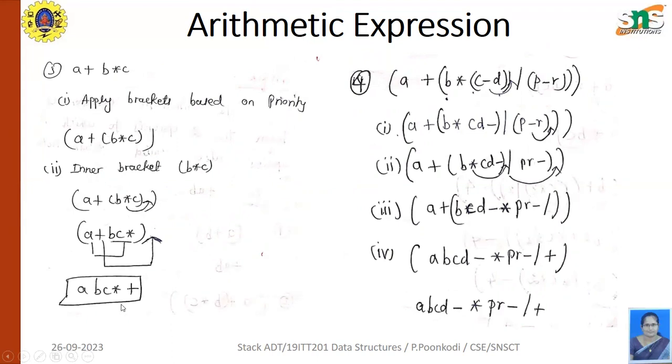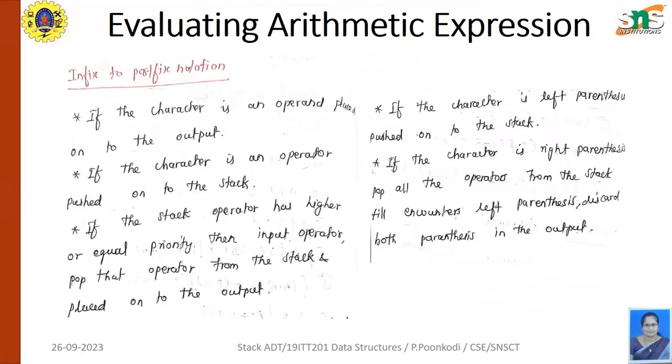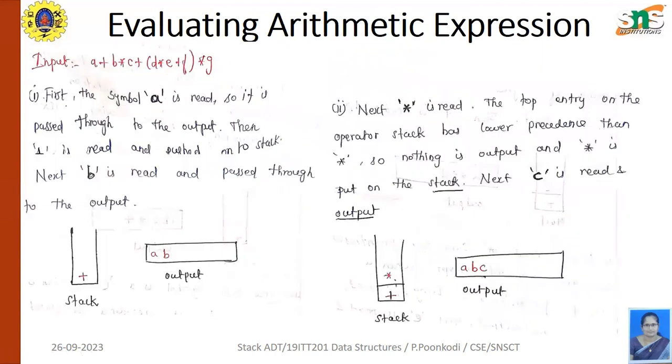These are some of the steps for how we convert infix into a postfix expression, for example with brackets. While we are doing this, first you should know the priority: the operator precedence you must know. The star has the highest precedence. And this is the process of evaluating the arithmetic expression. First we take the input as this infix expression, and we convert this infix expression into a postfix expression.